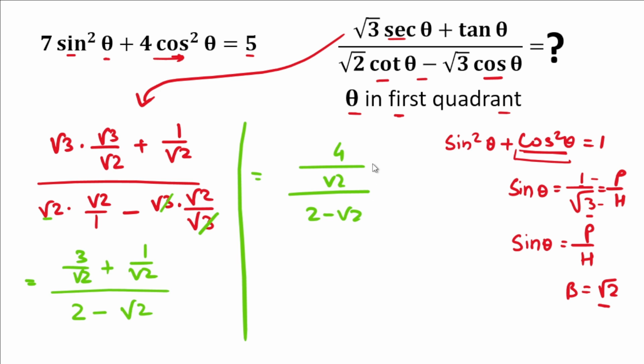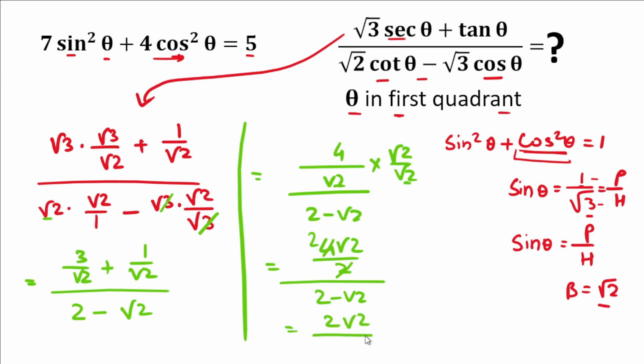Now here for the solutions, we'll multiply numerator and denominator by square root 2, square root 2. So now we'll write it here. It is 4 square root 2, and square root 2 and square root 2 will be 2, and whole divided by 2 minus square root 2. So here 2 to the 4. So we have 2 square root 2 and divided by 2 minus square root 2.